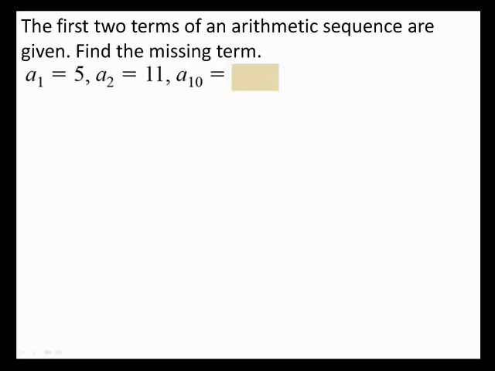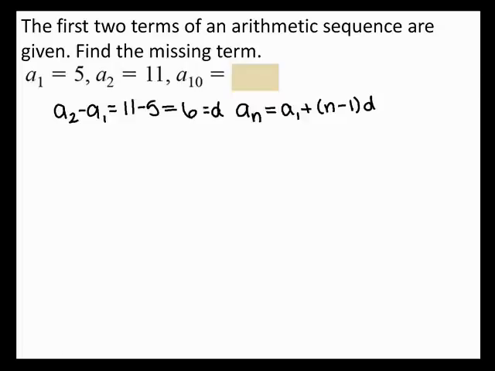The first two terms of an arithmetic sequence are given. Find the missing term. a sub 1 is equal to 5, a sub 2 is equal to 11, a sub 10 is equal to blank. Subtract a sub 1 from a sub 2. Simplify 11 minus 5. You find that a sub 2 minus a sub 1 is equal to 6, which is equal to d.